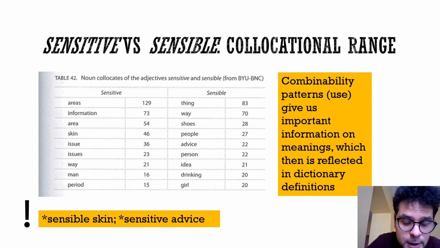However, as you see, some words that are very semantically vague, such as way or person, may collocate both with sensible and sensitive. So that's why it's important to understand the context when we are, say, translating that into another language. A sensible way and a sensitive way are not the same. But of course, this collocate way is shared across them.